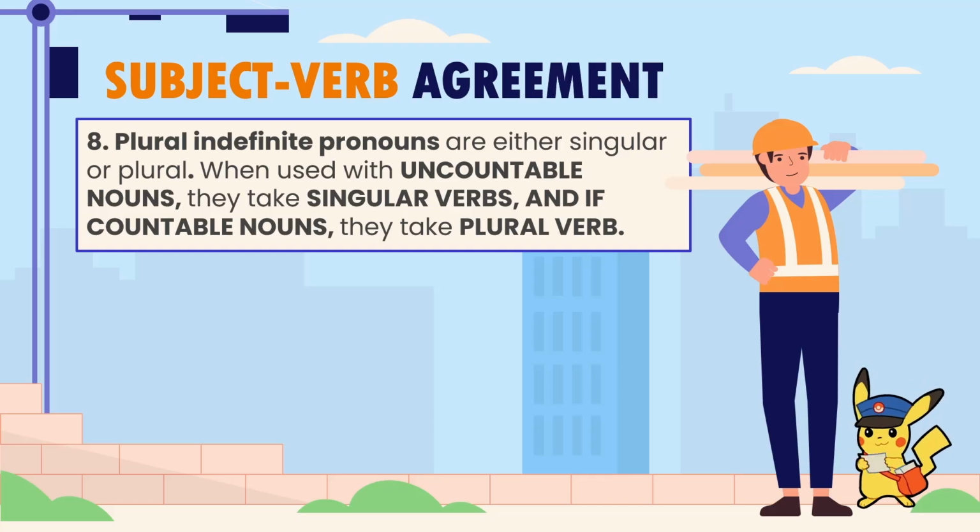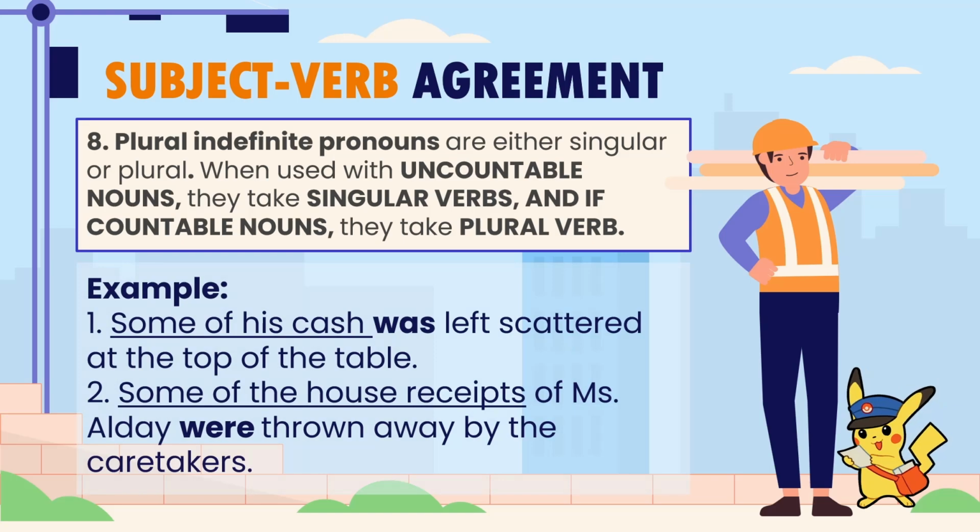Again, the uncountable nouns are those that cannot be counted, yung mga hindi nabibilang. Makabaliktaran lang with countable nouns na nabibilang. So kapag uncountable, we will take singular verb. Kapag countable, we will take plural verb. For example, some of his cash was left scattered at the top of the table. Since some of his cash, ang cash ba ay may definite number bang ilagay diyan? Some of his cash was left scattered at the top of the table. That's why we use was as our verb.